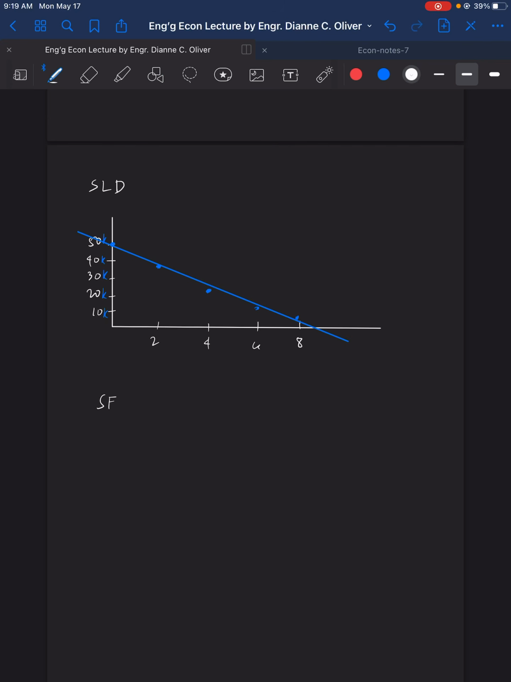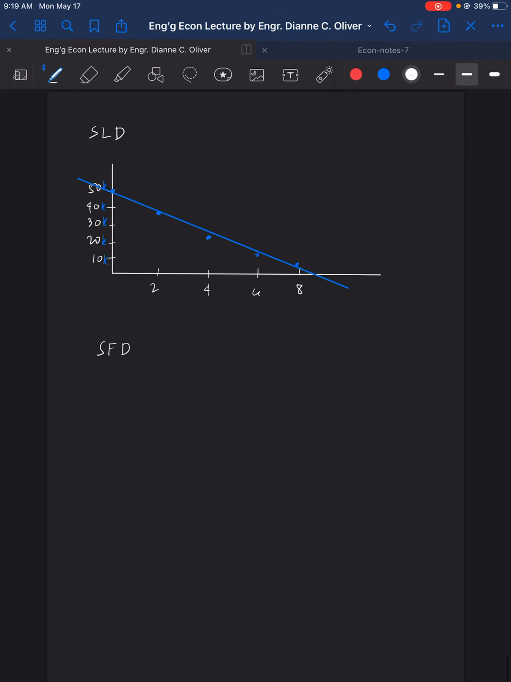The sinking fund depreciation method. Again, let's use the same graph. This is again 10k, 20k, 30k, 40k, then we have 50k, and then this is 2, 4, 6, 8, 10 years. Okay, let's see how the graph for the sinking fund method is.